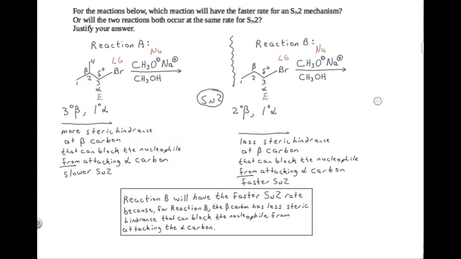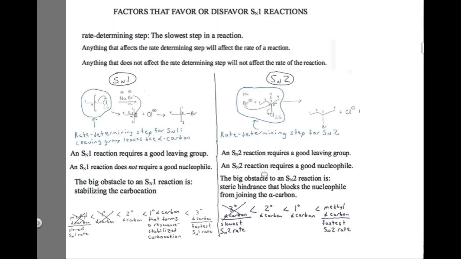Now, the main purpose of this video series is to focus on SN1 reactions, but when you take your exam, you're going to have to move back and forth between SN1 reactions and SN2 reactions and other types of reactions. So it's important sometimes in these videos not just to talk about SN1, but also to switch gears and make sure that we can switch gears to answering questions about other types of mechanisms. So we need to be able to go back and forth between questions about SN1 reactions and questions like this one that's about SN2. Remember that the big obstacle to an SN1 reaction is stabilizing the carbocation. But the big obstacle to an SN2 reaction is steric hindrance that blocks the nucleophile from joining the alpha carbon.